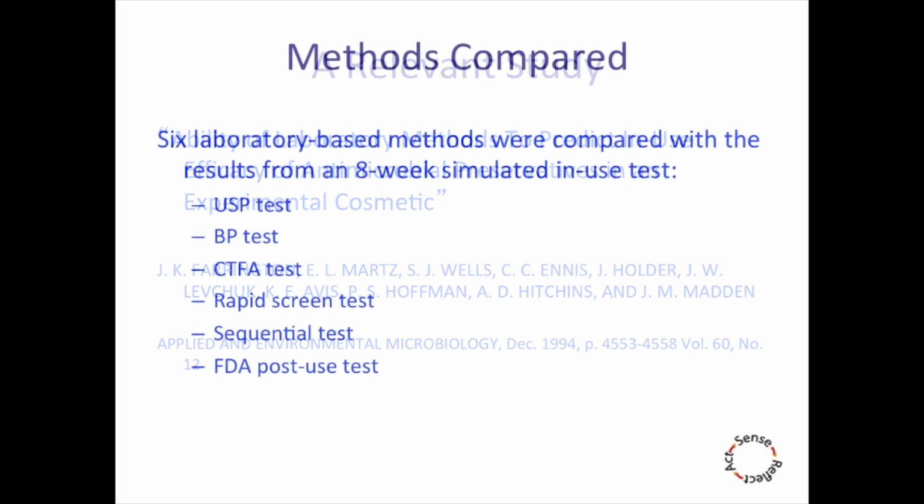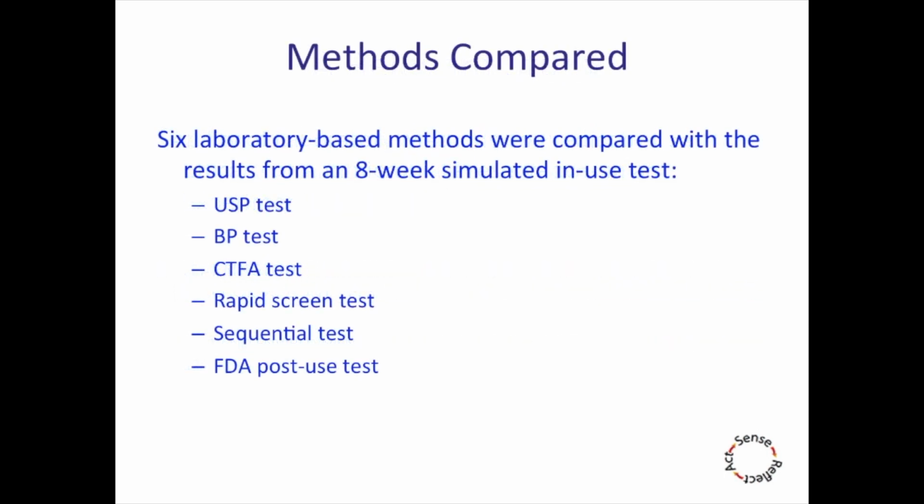Unlike chapters 61, 62, 71, 85, and 1111, the Antimicrobial Effectiveness Test is not harmonized with the EP and JP. This stems from the fact that USP will not make a test official that will cause safely marketed products in the U.S. to become misbranded and adulterated due to failure to meet the test requirements.